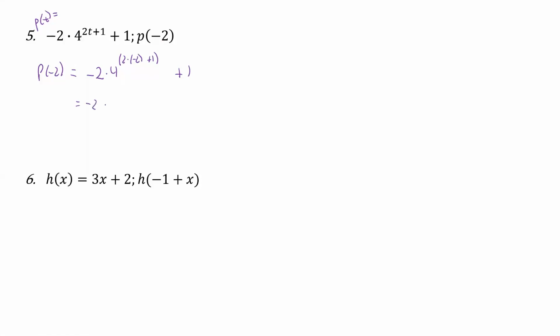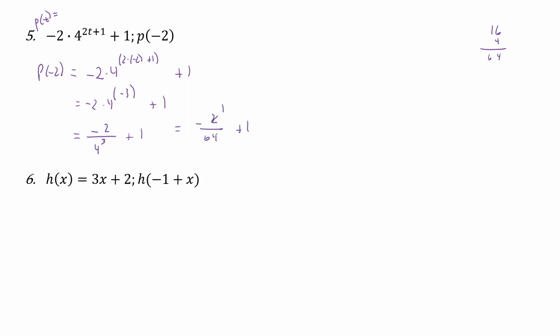So we have a negative 2 times 4 to the, well, that's going to be a negative 4 plus 1 is negative 3, and then plus 1. And so that's going to be a negative 2. Now we're going to take that to the other side, and that's going to be 4 to the third plus 1. Well, 4 to the third, we have to figure out what that is. And so 4 times 4 is 16 times 4 is going to give us 64. And so that's going to give us a negative 2 over 64 plus 1.